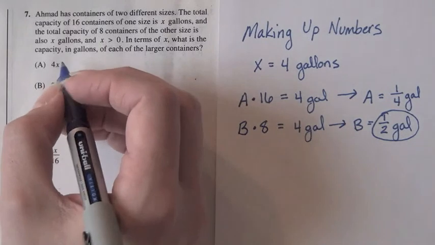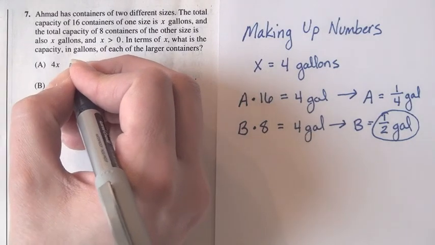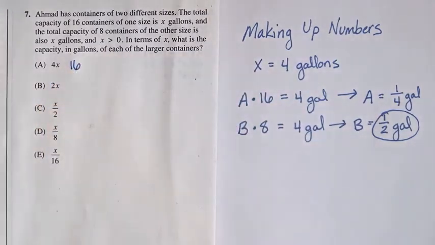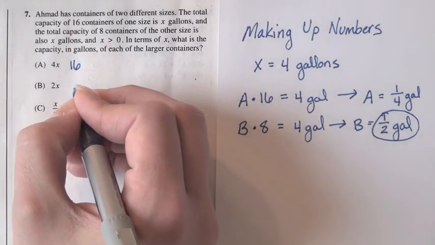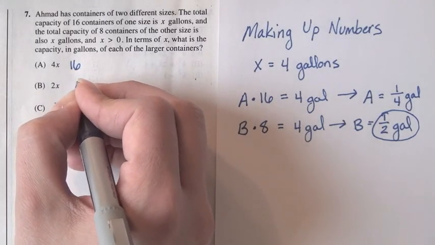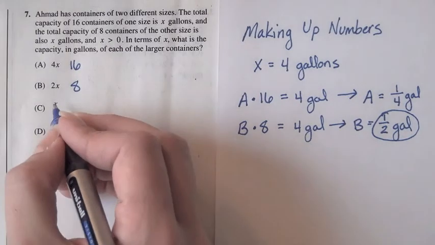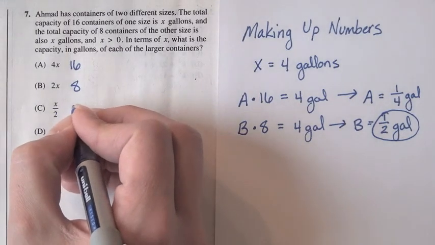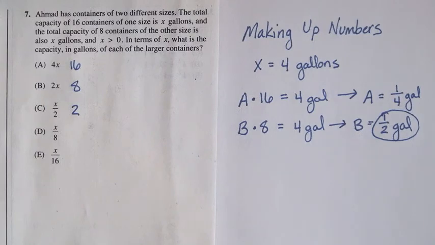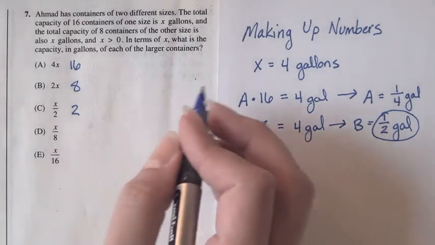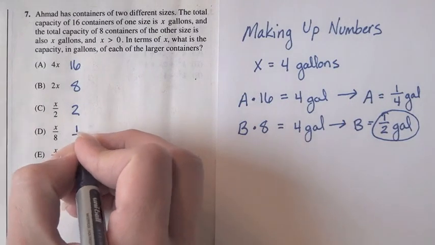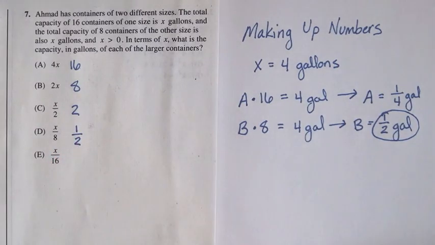So let's start with A. If we sub in 4 for X, A is equal to 4 times X, or 16. Not correct. Moving on, B is 2 times X, or 2 times 4, 8. Also not correct. C is X over 2, or 4 over 2, 2. Not the answer we're looking for. D is X over 8. 4 over 8 is 1/2.